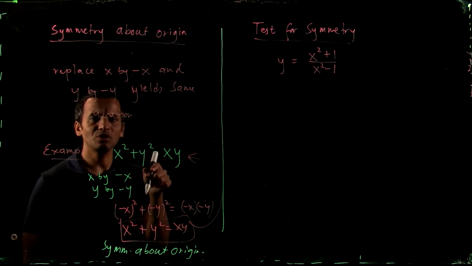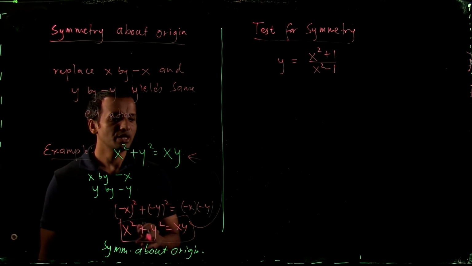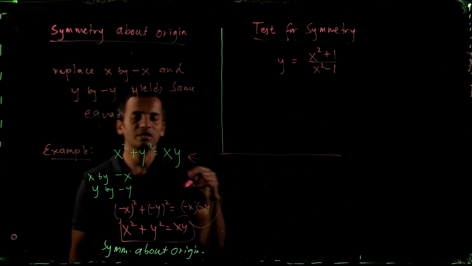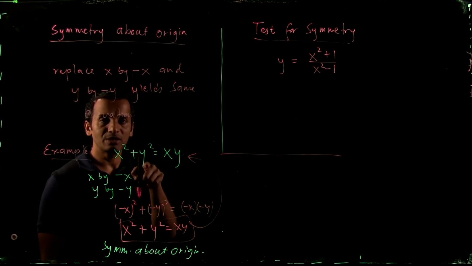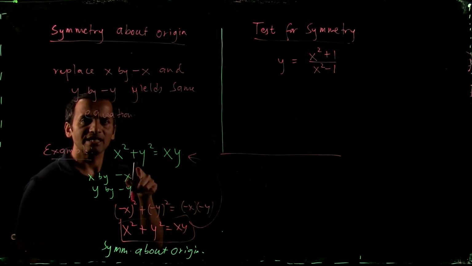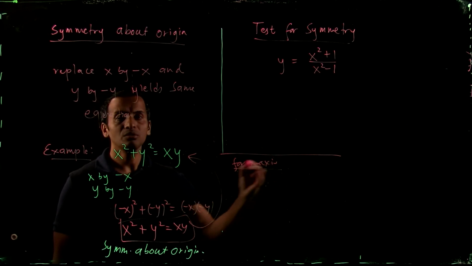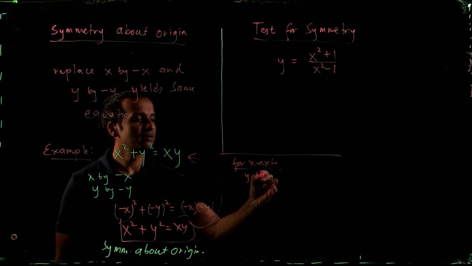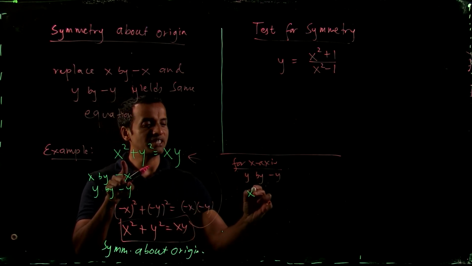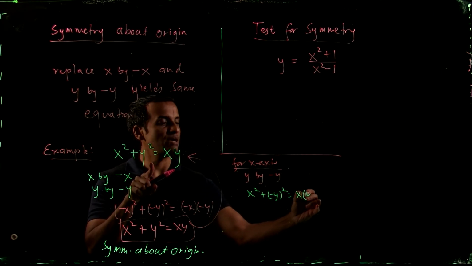Do you think that this equation is symmetric about x-axis? So for x-axis, what do you do? For x-axis you replace y by negative y. Let's check that. Is it symmetric about x-axis or not? For x-axis, replace y by negative y and then see. Okay, let's do that. So keep x squared as it is, plus y replaced by negative y, equals x and then y replaced by negative y.